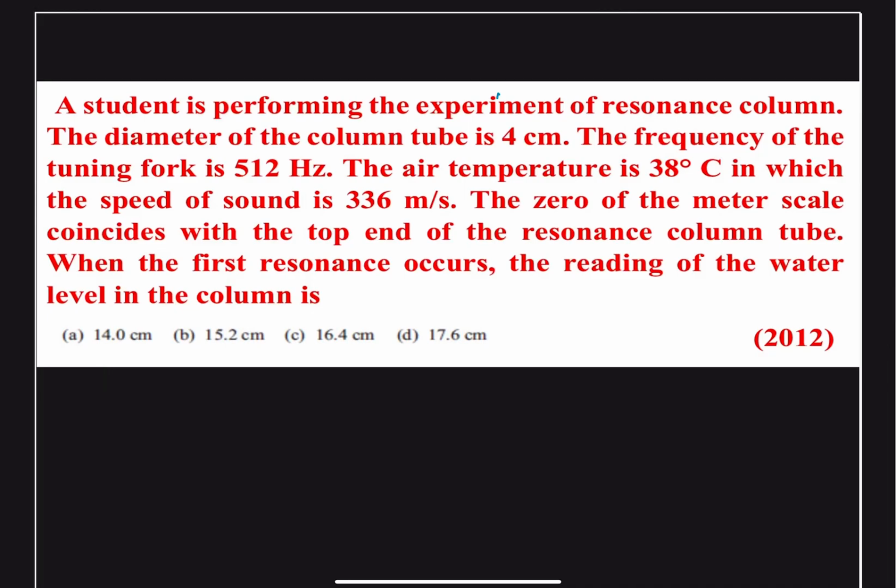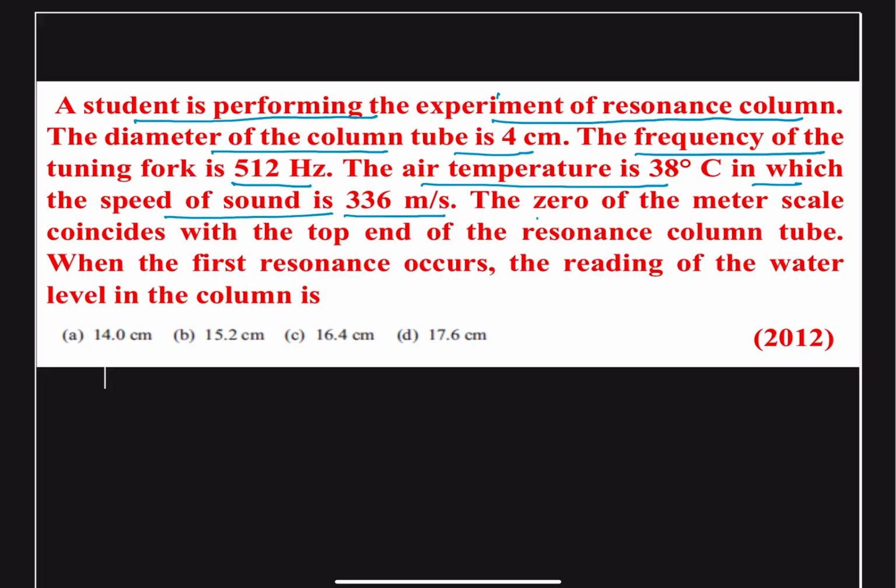Today's question: a student is performing the experiment of a resonance column. The diameter of the column tube is 4 cm. The frequency of the tuning fork is 512 Hz. The air temperature is 38 degrees centigrade, in which the speed of the sound is 336 meter per second. The zero of the meter scale coincides with the top end of the resonance column tube.